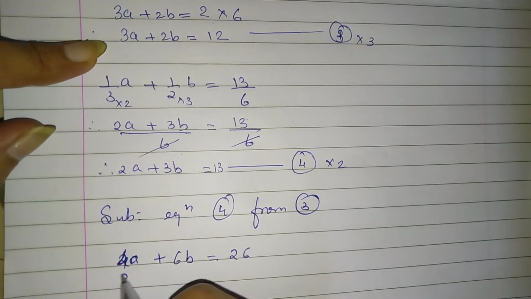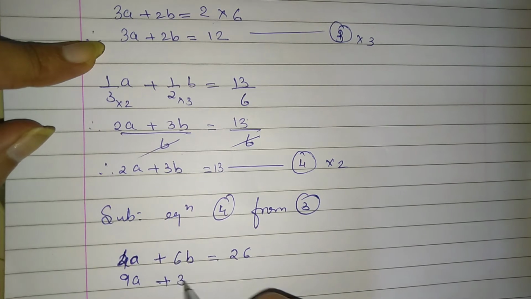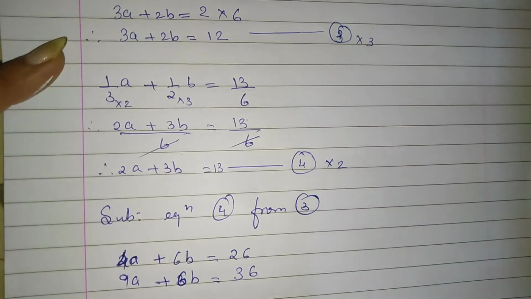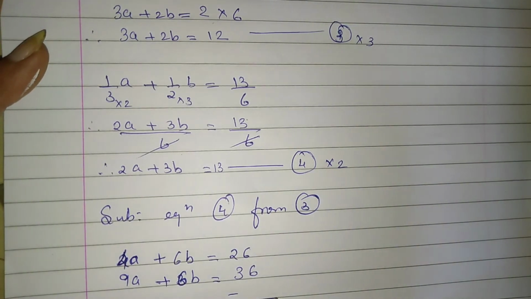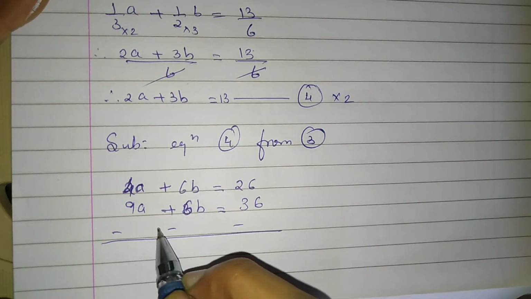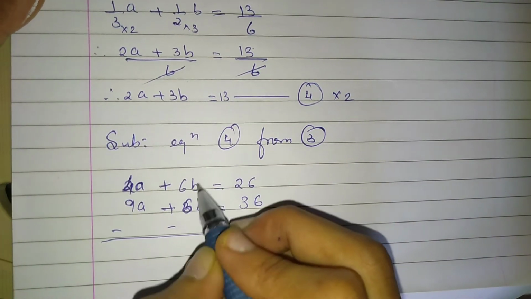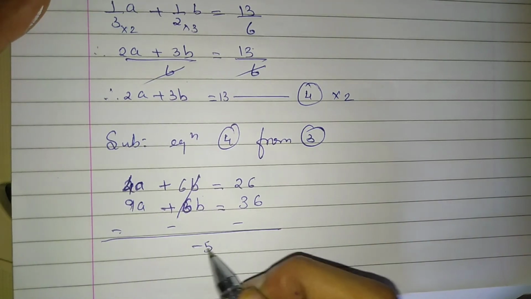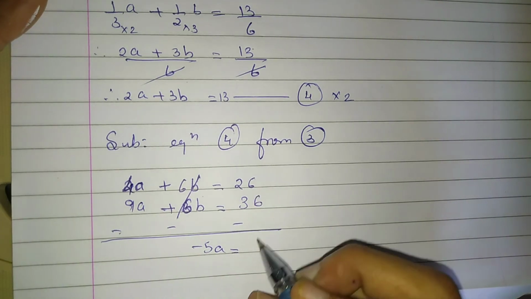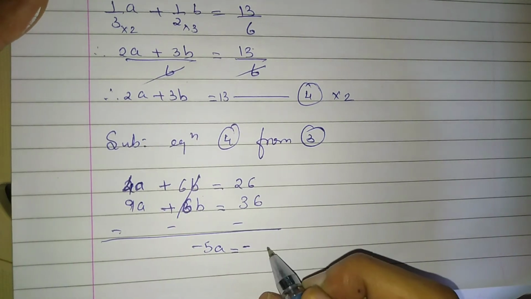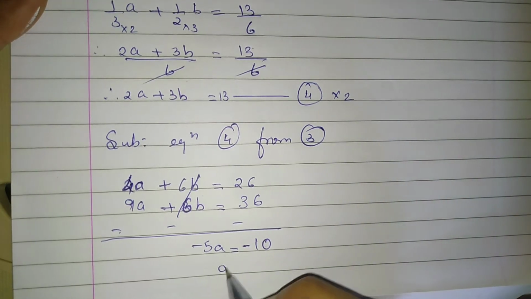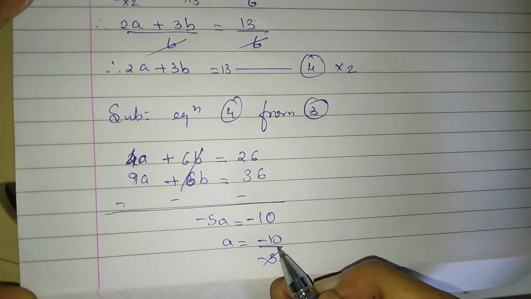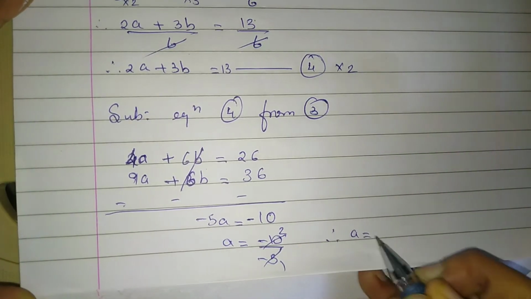And this one, 3 3s are 9a plus 6b equal to 3 2s are 6 and 3 1s are 3, minus, minus, minus. Changing the symbol. So 6b minus 6b cancel. 4 minus 9 is minus 5a equal to 26 minus 36, so minus 10. So a equal to minus 10 upon minus 5. Therefore a equal to 2.